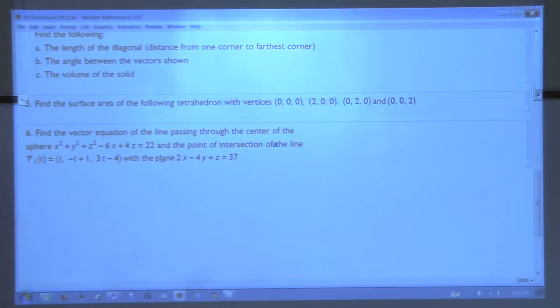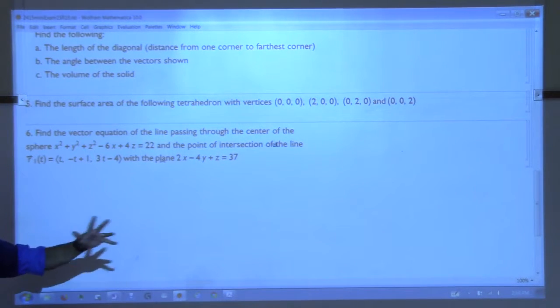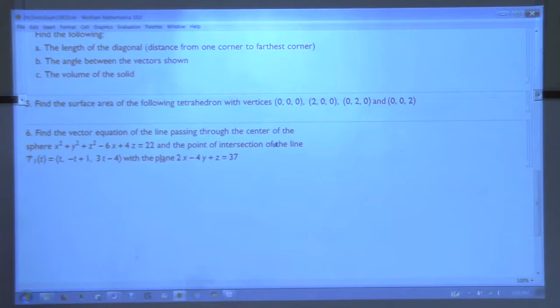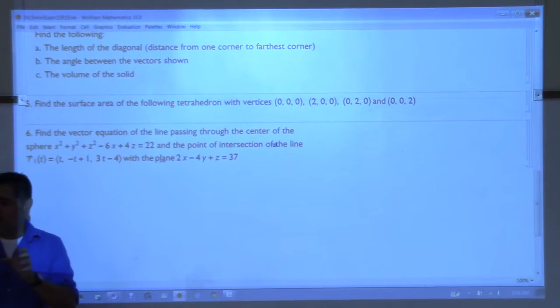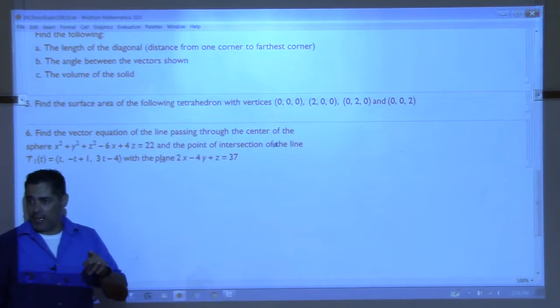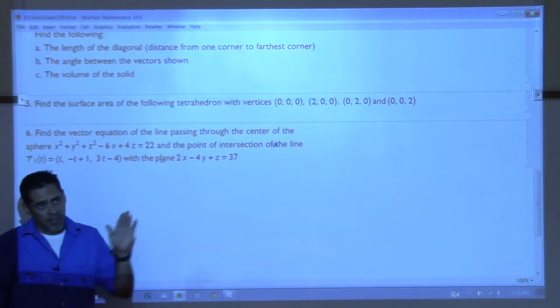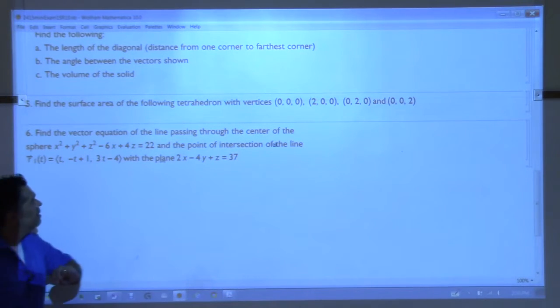Find the vector equation of the line. Boom. At that point right there, what are you looking for? The vector equation of the line. Yes, but what does that mean? The couch potato formula, right? You need an R naught, which basically is any point on the line converted to a vector, and you need the direction vector of the line. Those are the 2 things. So right away, you know you're looking for 2 things.